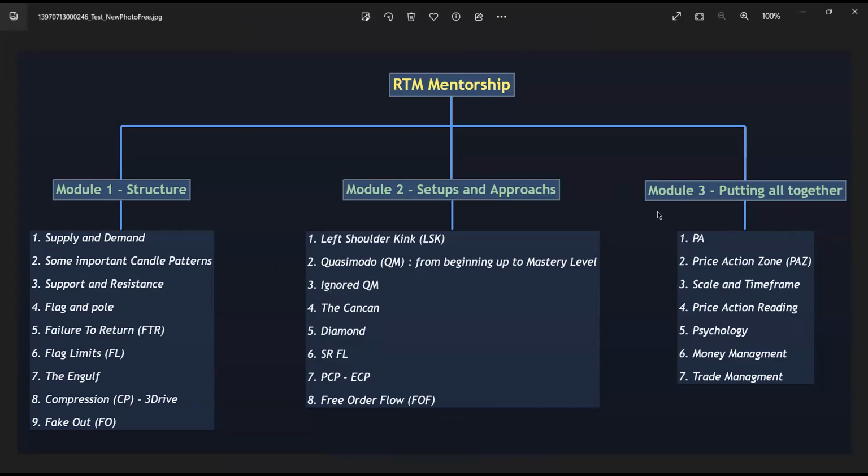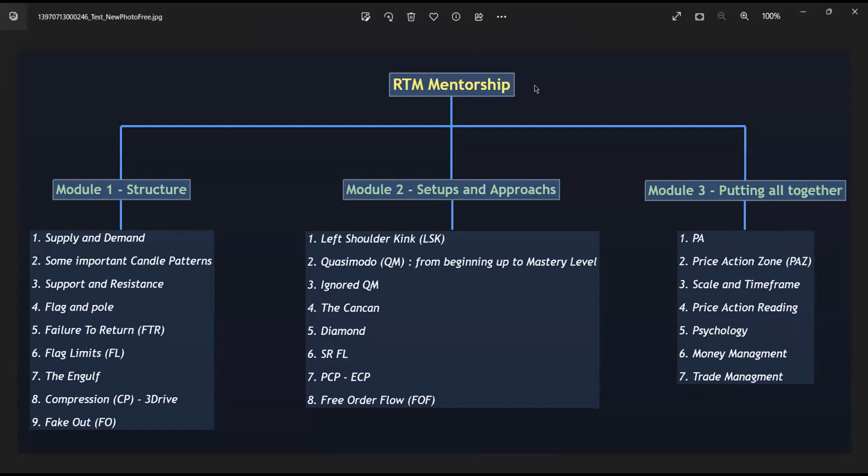The last section of the mentorship is PA, meaning price action, that I explained to you a little bit today. The next step is the price action zone. It's really important because the price action zone is a thing with which you can find out the scale. The third is scale and time frame, and the fourth is price action reading, psychology, and money management. And after all, we have trade management.